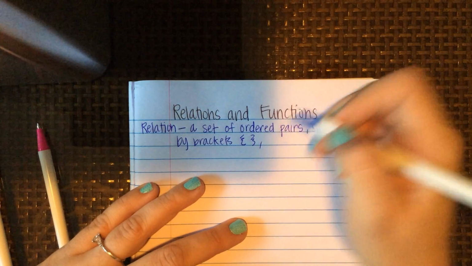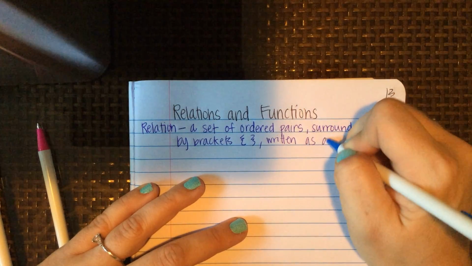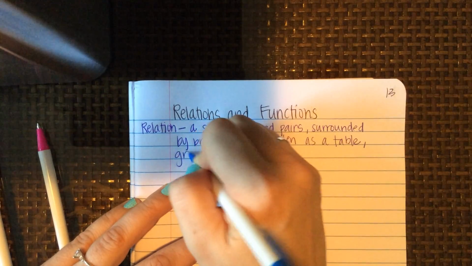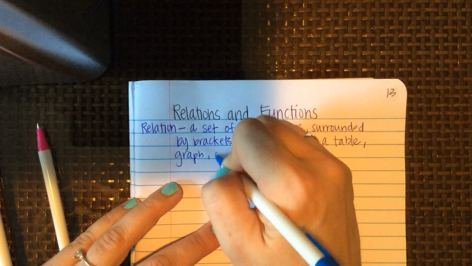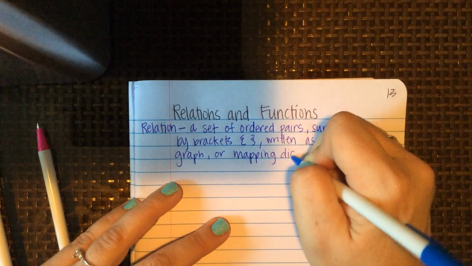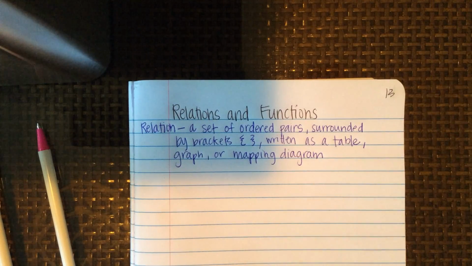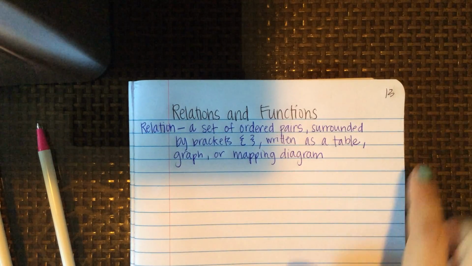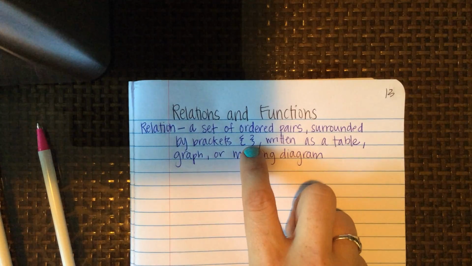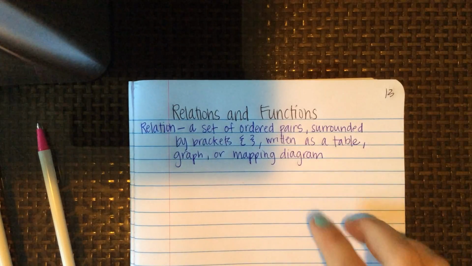A relation can also be written as a table, a graph, or a mapping diagram. And we'll explain each of those. So a relation is a set of ordered pairs. When it's an ordered pair, it's surrounded by these brackets, the squiggly lines. And it's written as a table, a graph, or a mapping diagram.